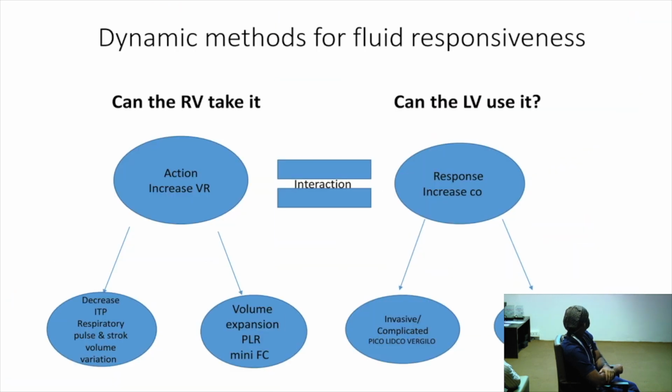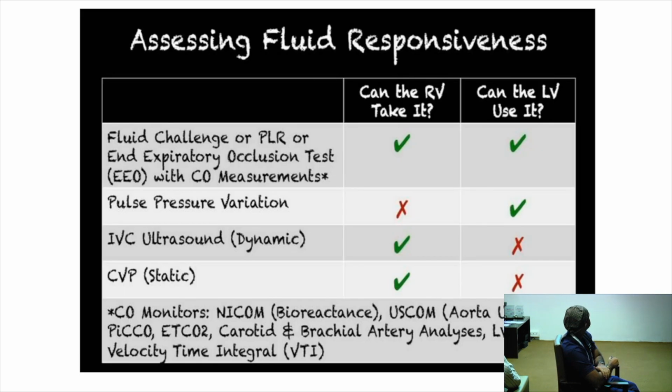Okay. So what I'm trying to do with dynamic indices is, I'm trying to see whether the PLR will increase the venous return and whether the RV can take it. And simultaneously, I'm trying to see whether the LV can use it by seeing the cardiac output on the cardiac output monitors. With static indices, you can only see that the RV can take it, that is fluid status. But if you look at the dynamic test, you can see both that the RV can take it and the LV can use it. That means cardiac output is also seen. So this is a better test. That's what I'm trying to say. Dynamic test is the way to go.